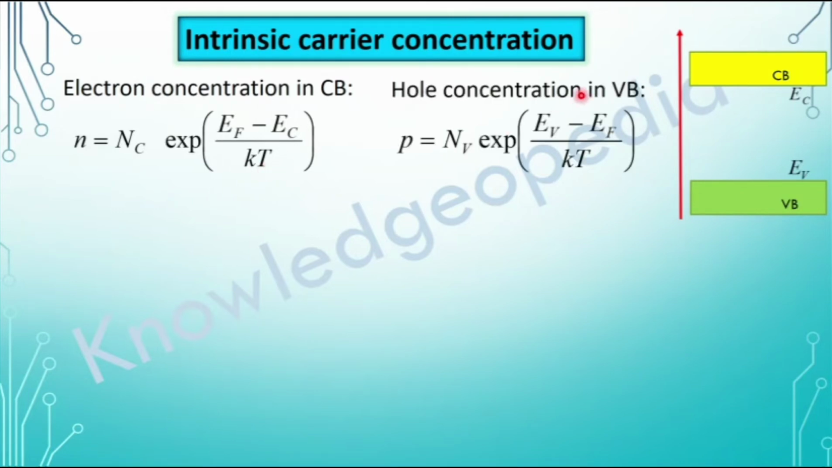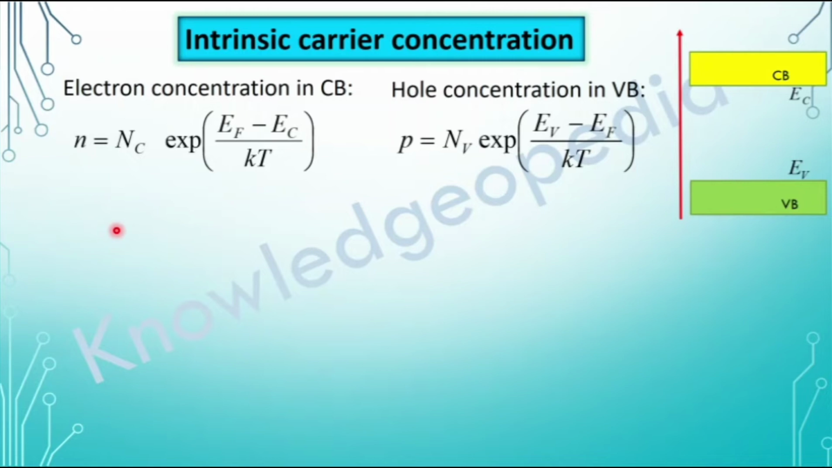Also, we have derived the hole concentration in the valence band. P is equal to Nv exponential Ev minus Ef by kT. Here Nv is a constant, Ev is the top of the valence band, Ef is again the Fermi energy, k is Boltzmann constant, and T is temperature in absolute scale.